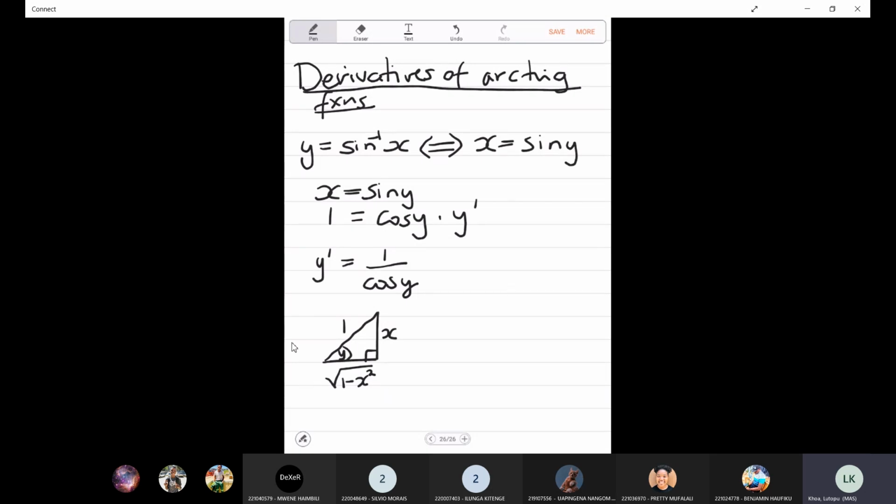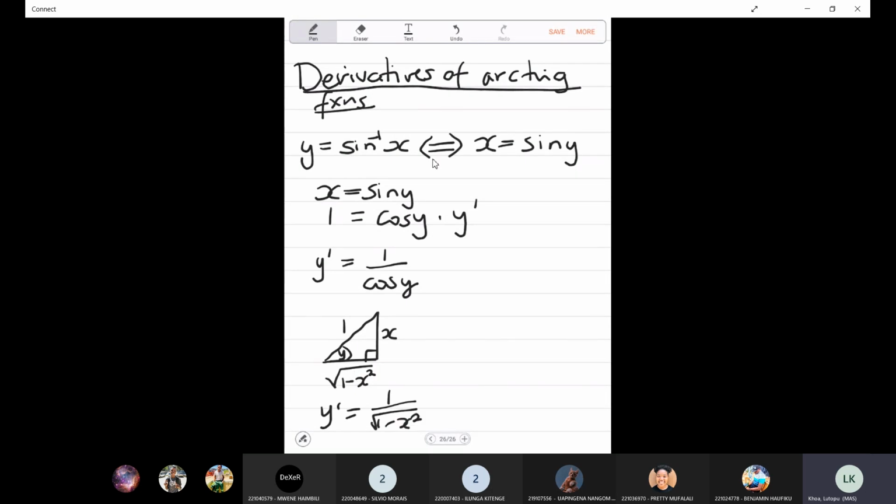Okay, then using this triangle that I formed from this relationship, I ask myself, what is cos y equal to? Remember, cos means adjacent over the hypotenuse. So I go to my triangle. Cos is adjacent divided by the hypotenuse. So it's the square root of 1 minus x squared divided by 1, which is just the square root of 1 minus x squared. So y prime is equal to 1 divided by the square root of 1 minus x squared.